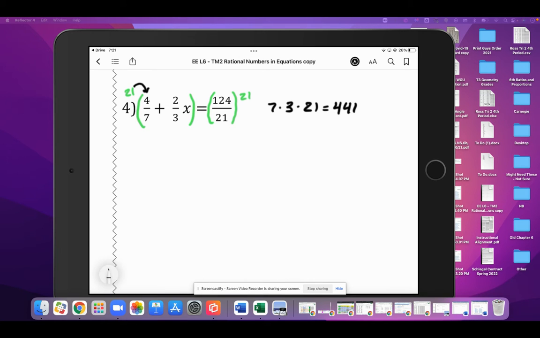So 21 times 4 and 21 times 2. These are all fractions already, so I don't need to put anything over 1. So 21 times 4 is 84 over 7. 21 times 2 is 42 over 3. And 21 times 124, I don't even know what that is. I'm going to grab my calculator.